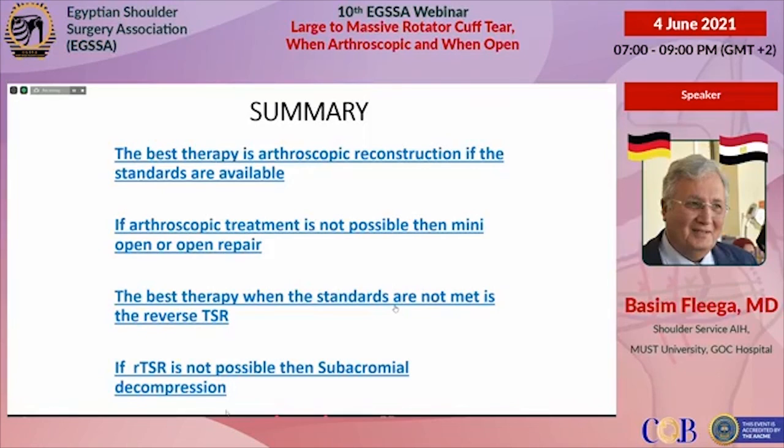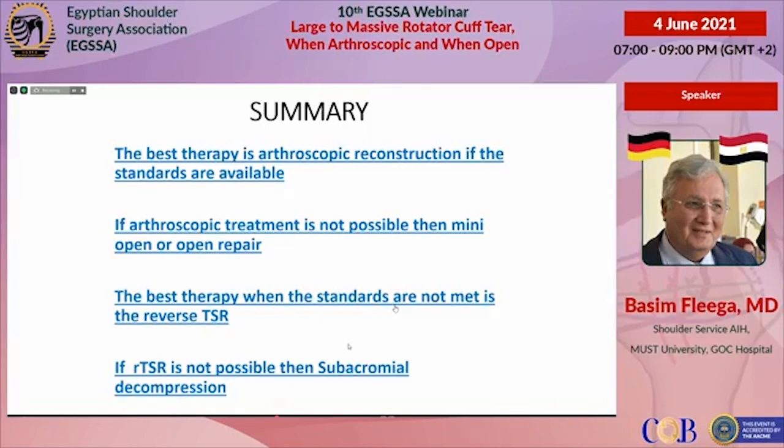So in summary, the best therapy, in our opinion, is the arthroscopic reconstruction if the standards are available, which I mean the positive tests. If the arthroscopic treatment is not possible for any reason, as the skills are not present or equipment is not present, we recommend mini open repair or open repair. If the tests are negative, we recommend a reverse total shoulder replacement. If this is not possible for financial reasons or any other reason, then a palliative subacromial decompression is recommended.